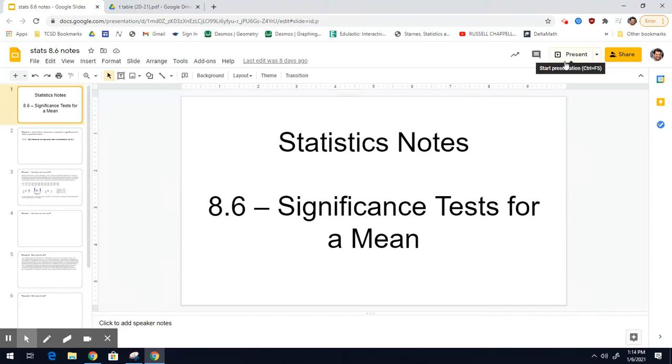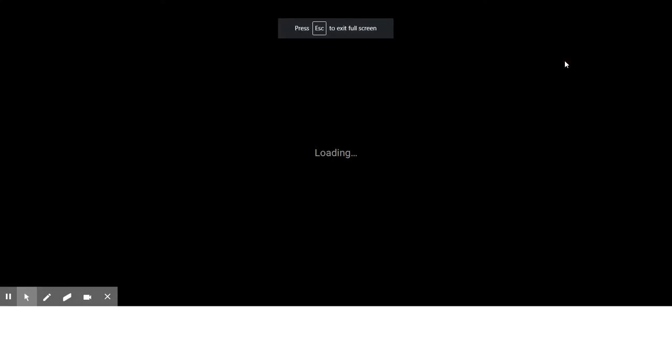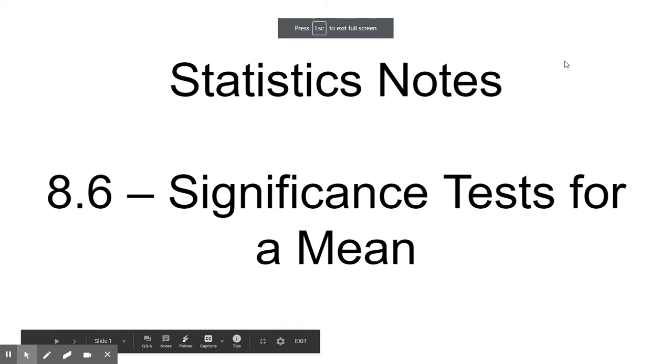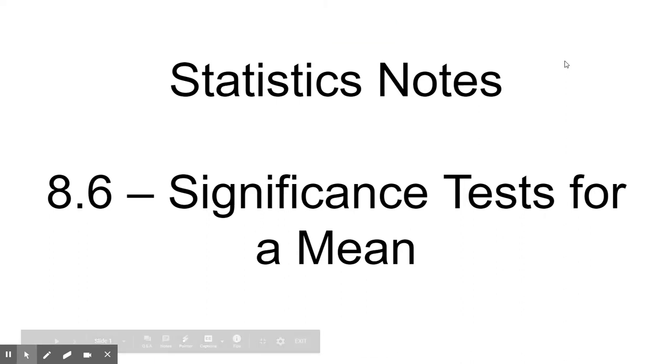All right, so that's the last section in Chapter 8. Those doing the final exam project, this is the last section of stats you are required to learn. And this is 8.6, a significance test for a mean. So again, this is where we take the section 8.5 stuff and put it into the 4-step process.